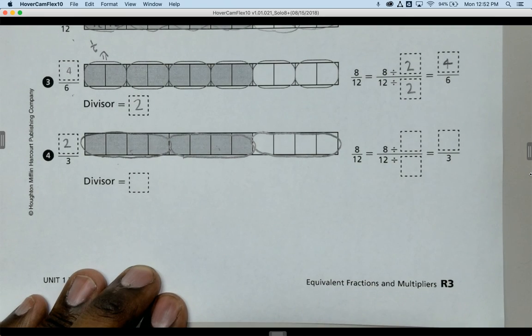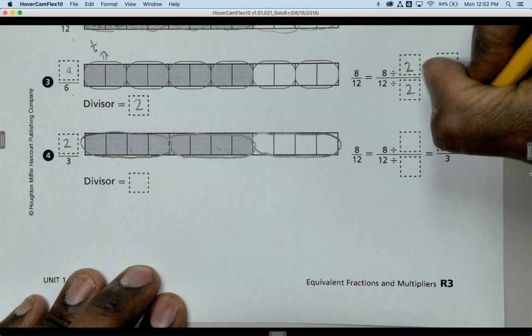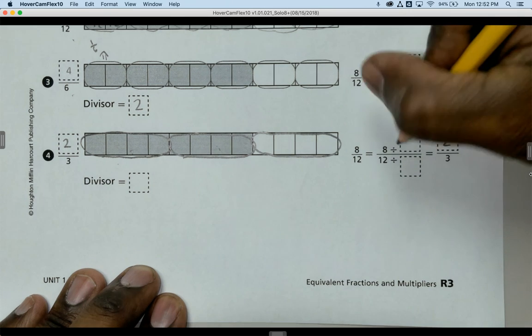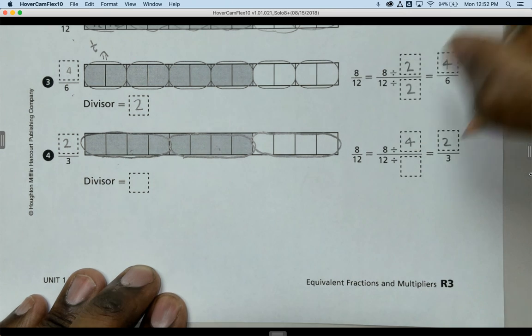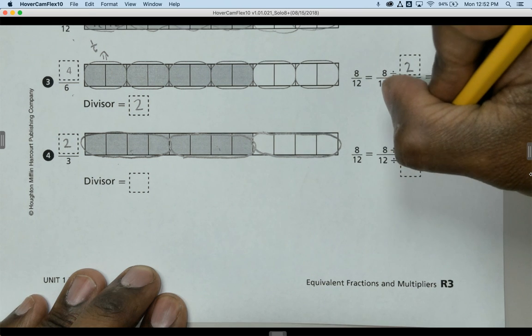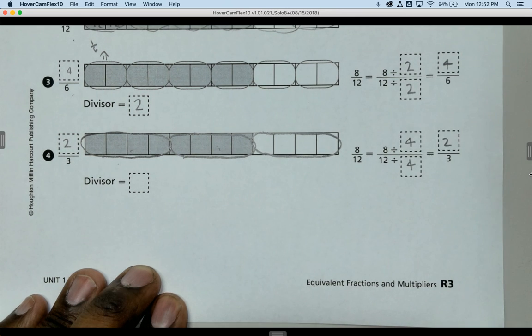My divisor, well, what did I need to do to the top? To the numerator, if I start with 8, I need to divide by 4 to get 2. If I start with 12, therefore I also need to divide by 4 to get 3. My divisor is 4.